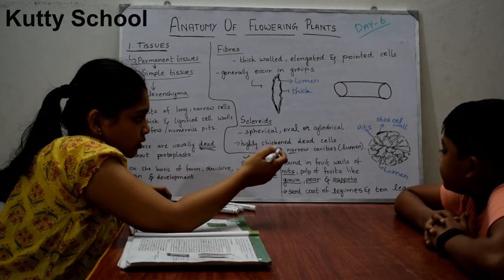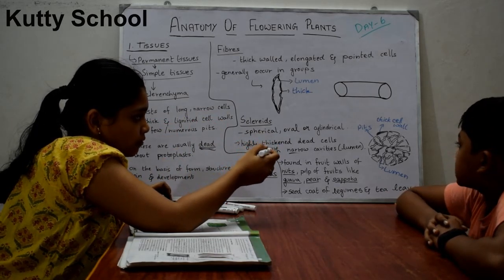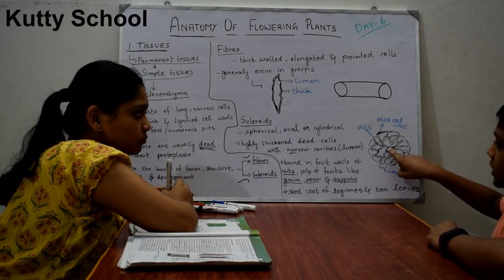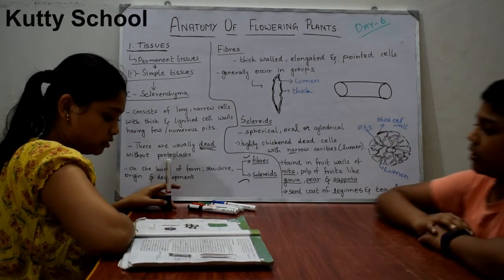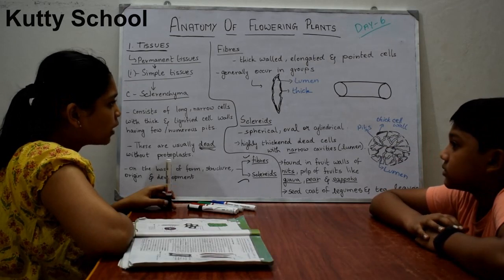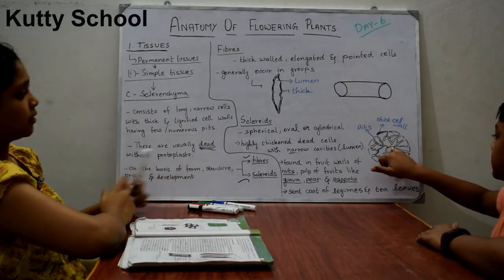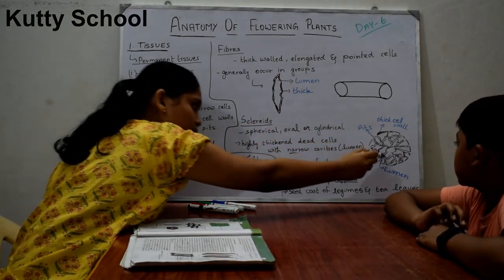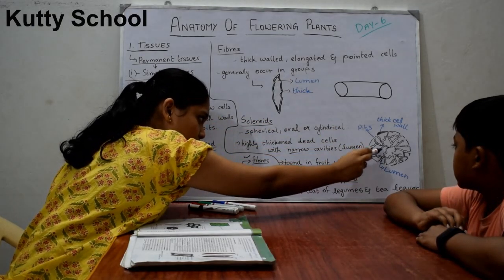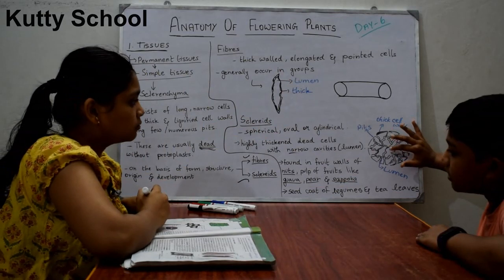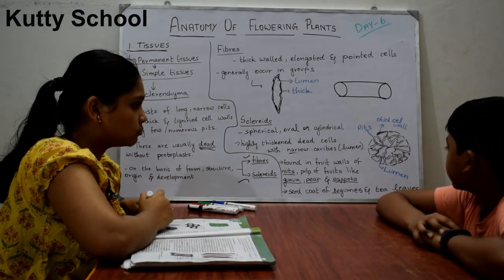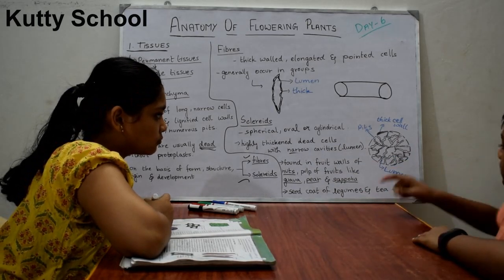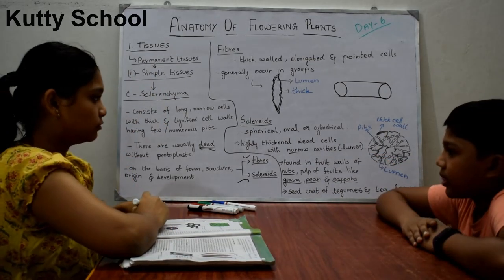If you see the structure, these are thick-walled. They have a narrow lumen, and they have pits too. The lumen is generally in the center, the tube. Fibers have a larger lumen, while these have a small lumen with these gaps.